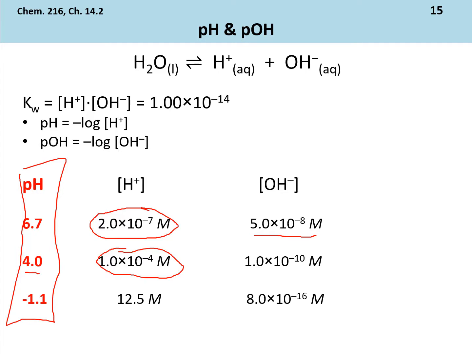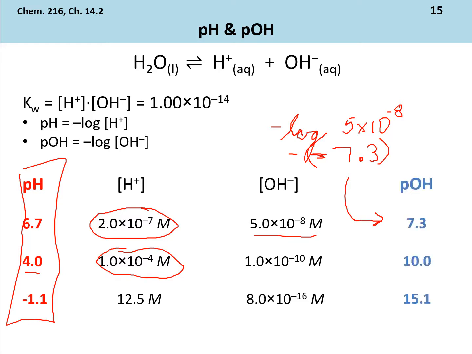I can do the same thing with my OH minus, and this would give me pOH. So if I take the negative log of 5 times 10 to the negative 8th, on my calculator I get negative 7.3 for the log. Then I take the negative of this and I get 7.3. That's my pOH. I can do that for the others. I'll get a pOH of 10 and a pOH of 15.1.